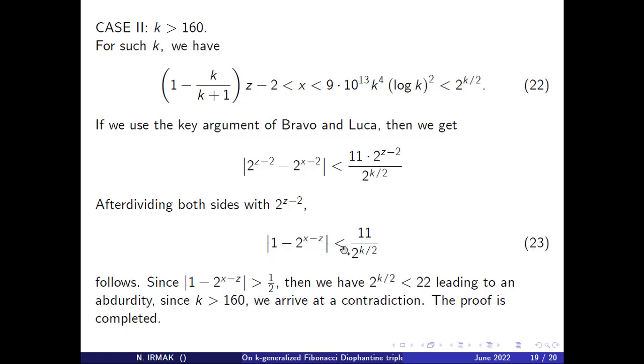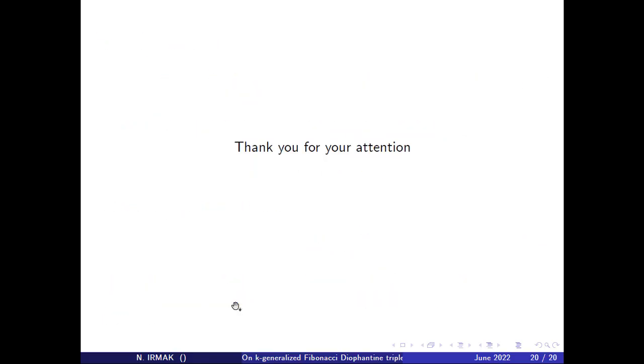Here, if we solve these inequalities, it is obvious that since x and y are integers, this absolute value is greater than 1 over 3. Then when we compare 1 over 3 and 11 over 2 power k over 2, we obtain that 2 power k over 2 is less than 23, which gives a contradiction because we assume that k is at least 120. So the proof here is completed. Thank you for your attention again.